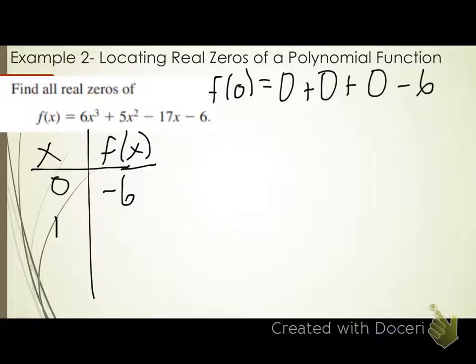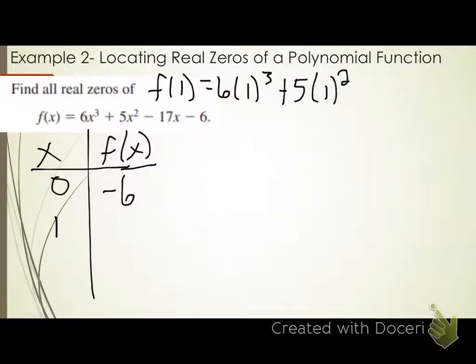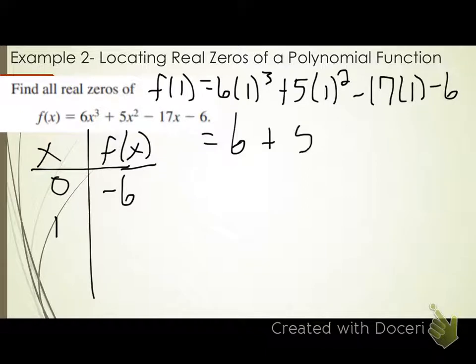Now let's plug 1 in. Let's just go down the list. F of 1. So I get 6 times 1 cubed plus 5 times 1 squared minus 17 times 1 minus 6. 1 cubed is 1. 1 times 6 is 6. 1 squared is 1. 1 times 5 is 5. Negative 17 times 1 is negative 17. And I still have that minus 6.